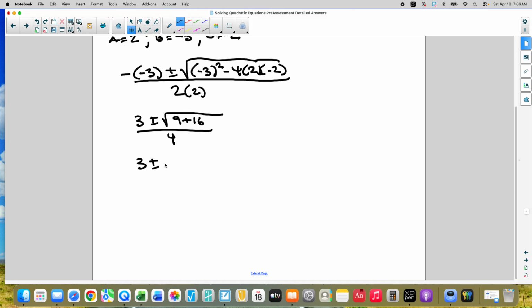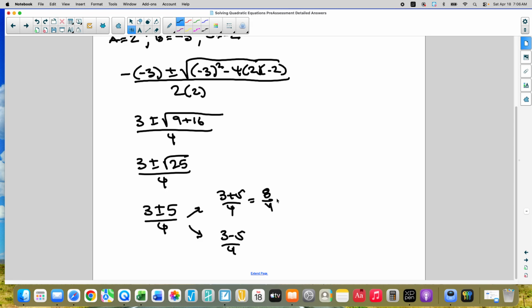3 plus or minus the square root of 25 over 4. 3 plus or minus 5 over 4. Okay. 3 plus 5 over 4, and 3 minus 5 over 4. 8 over 4 equals 2. Negative 2 over 4 equals negative 1/2. So the answers are negative 1/2, comma 2.